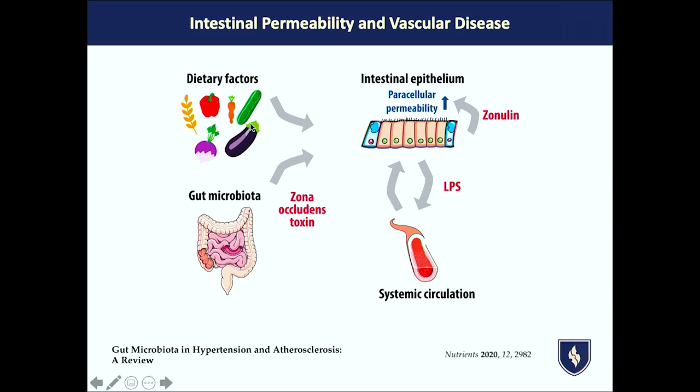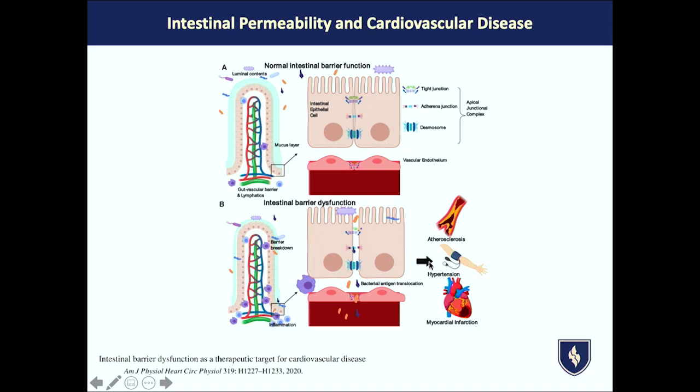Now here you can see dietary factors. You can see zonulin toxin. This is something that causes permeability. Tight junctions break. Lipopolysaccharides get released. They get into systemic circulation, and they're going to bind to toll-like receptors and cause that inflammatory response.